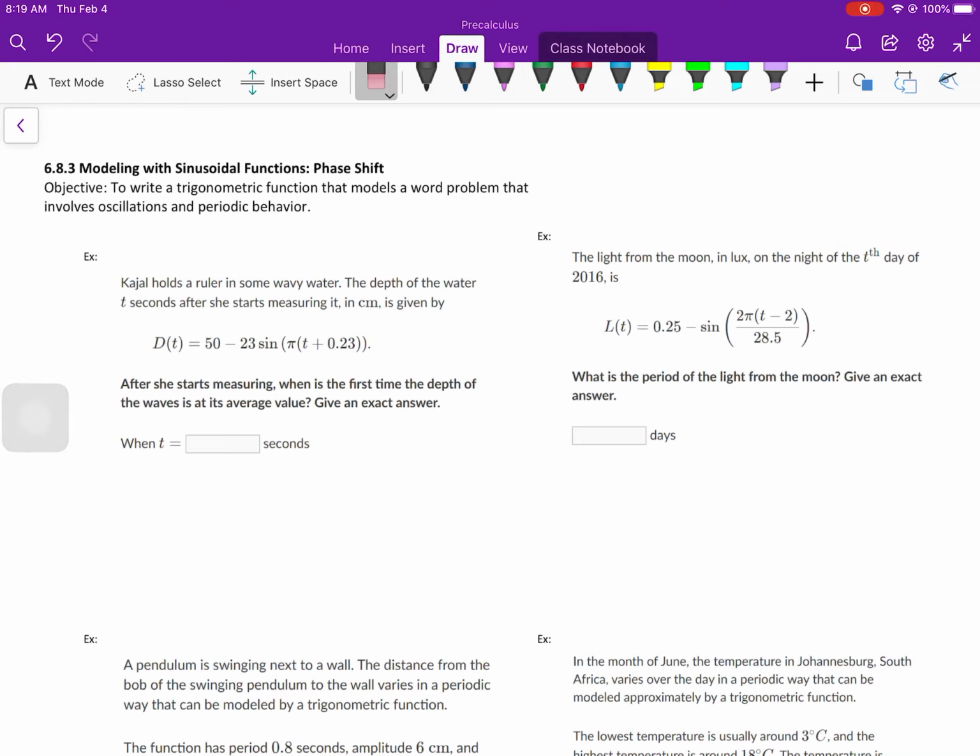So if you were to graph it, you know that it's going to start on the midline. And since it's negative, it's going to go through the valley first. Now notice it's been shifted to the left. So it starts to the left. It's above the x-axis because it has a midline of 50.